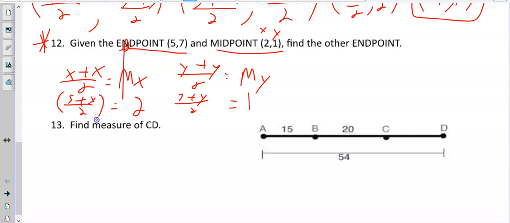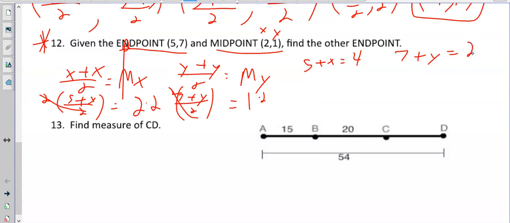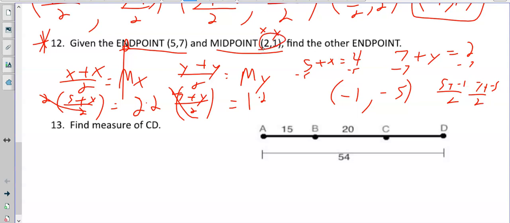And now the algebra kicks in. I multiply by 2 to get rid of that 2. And that gives me 5 plus x equals 4. Over here, multiply by 2. That cancels. I end up with 7 plus y equals 2. I'm going to subtract 5 from both sides and subtract 7 from both sides. So that gives me x is negative 1 and y is 2 minus 7, which is negative 5. And here's the beauty of it. Remember, you can really quickly check and do 5 plus negative 1 over 2 and 7 plus negative 5 over 2 and see if we get this midpoint. Well, 5 minus 1 is 4, divided by 2 is 2. And 7 minus 5 is 2, divided by 2 is 1. That works out.